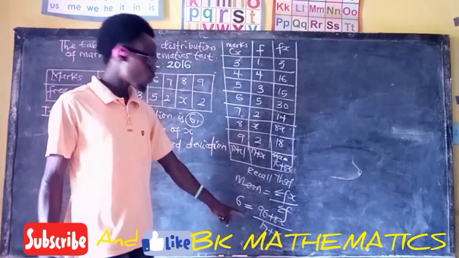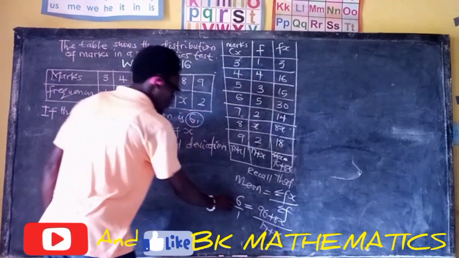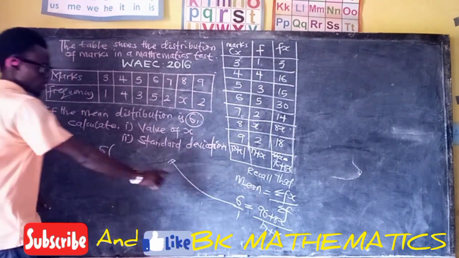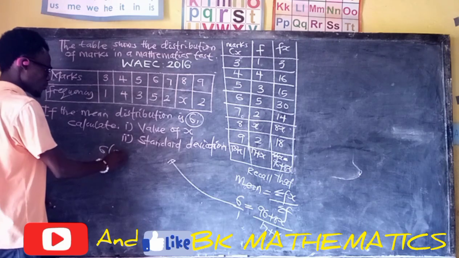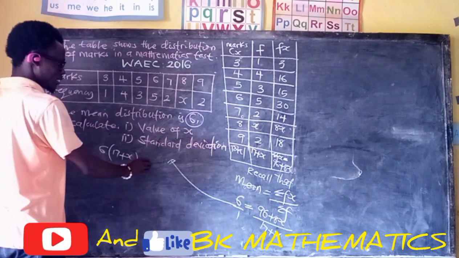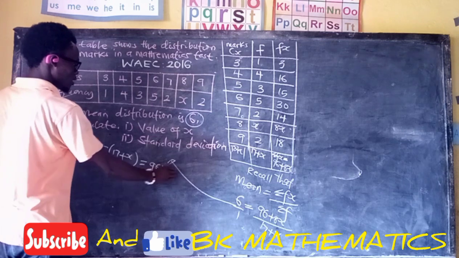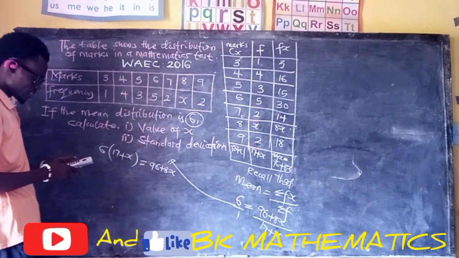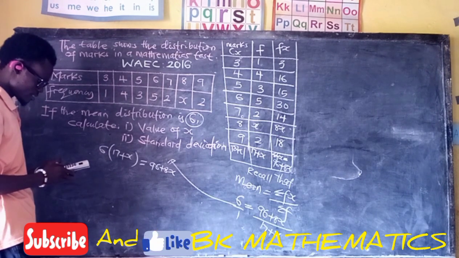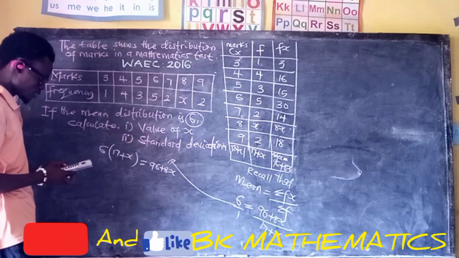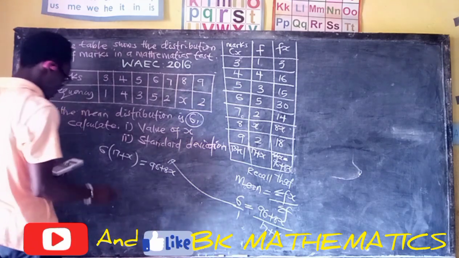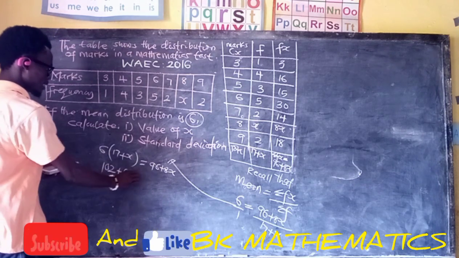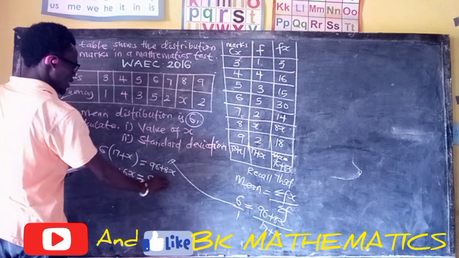Okay? From this point, we cross multiply. Cross multiplying, 6 multiplied by 17 plus x is equal to 96 plus 8x. Then use your calculator to multiply: 6 times 17. This becomes 102. So 102 plus 6x is equal to 96 plus 8x.